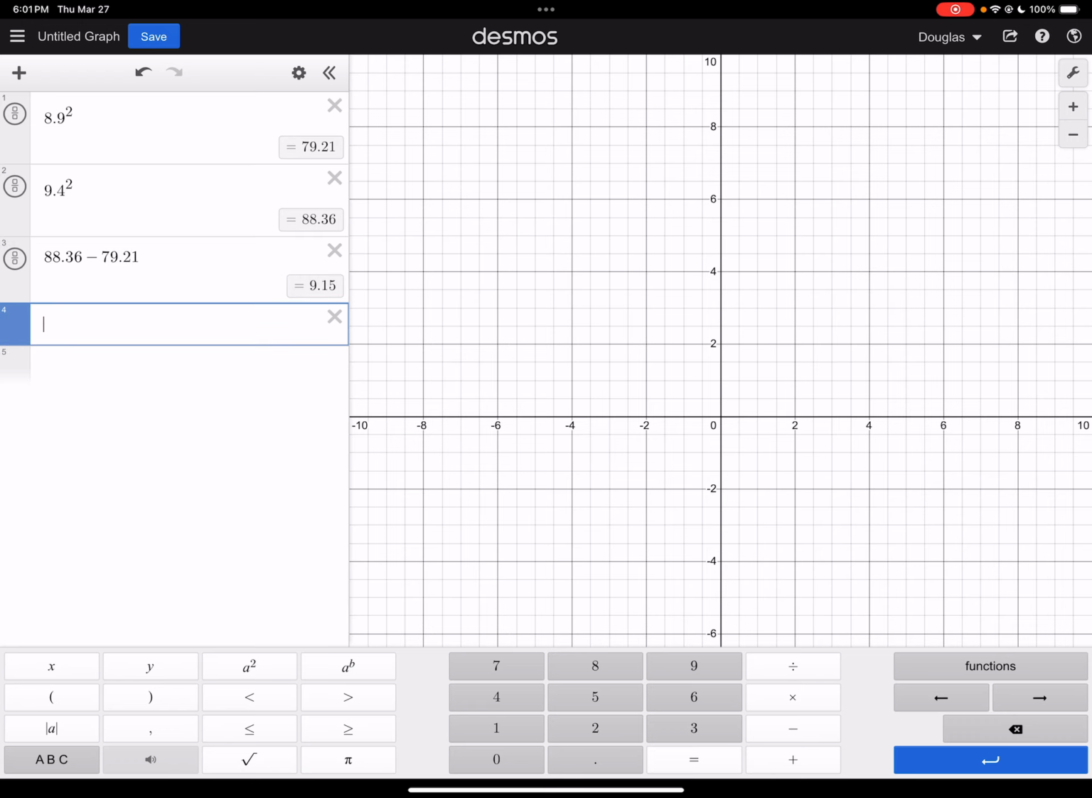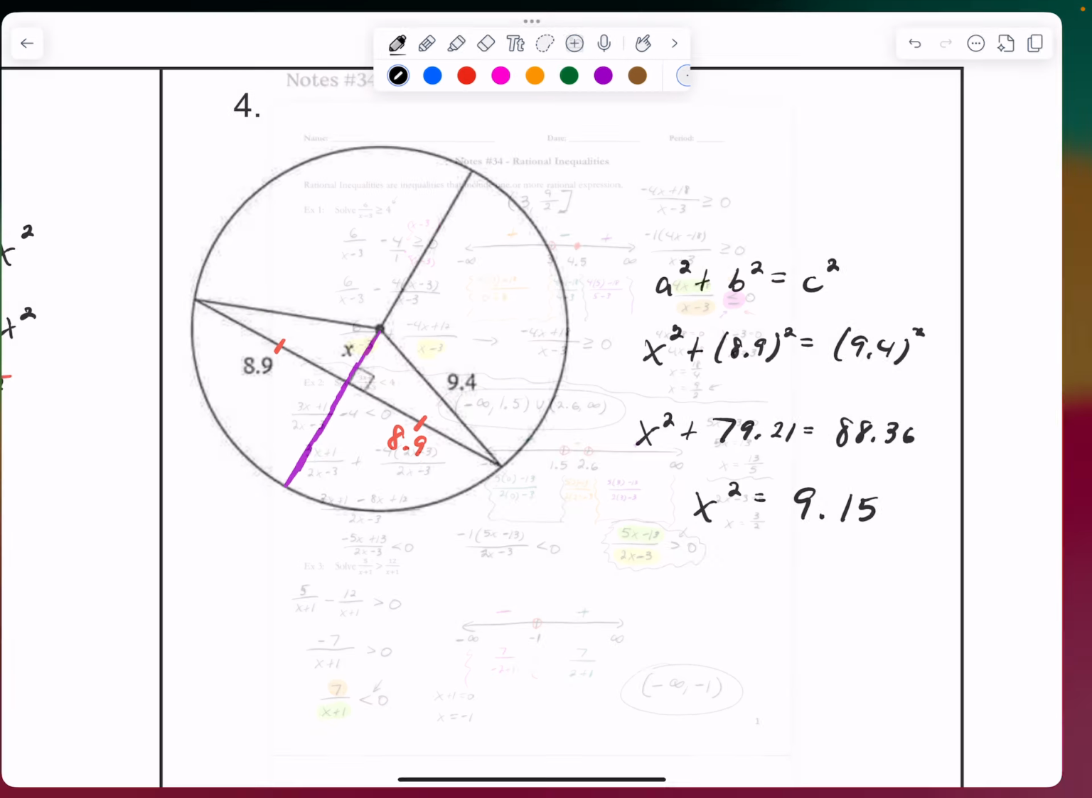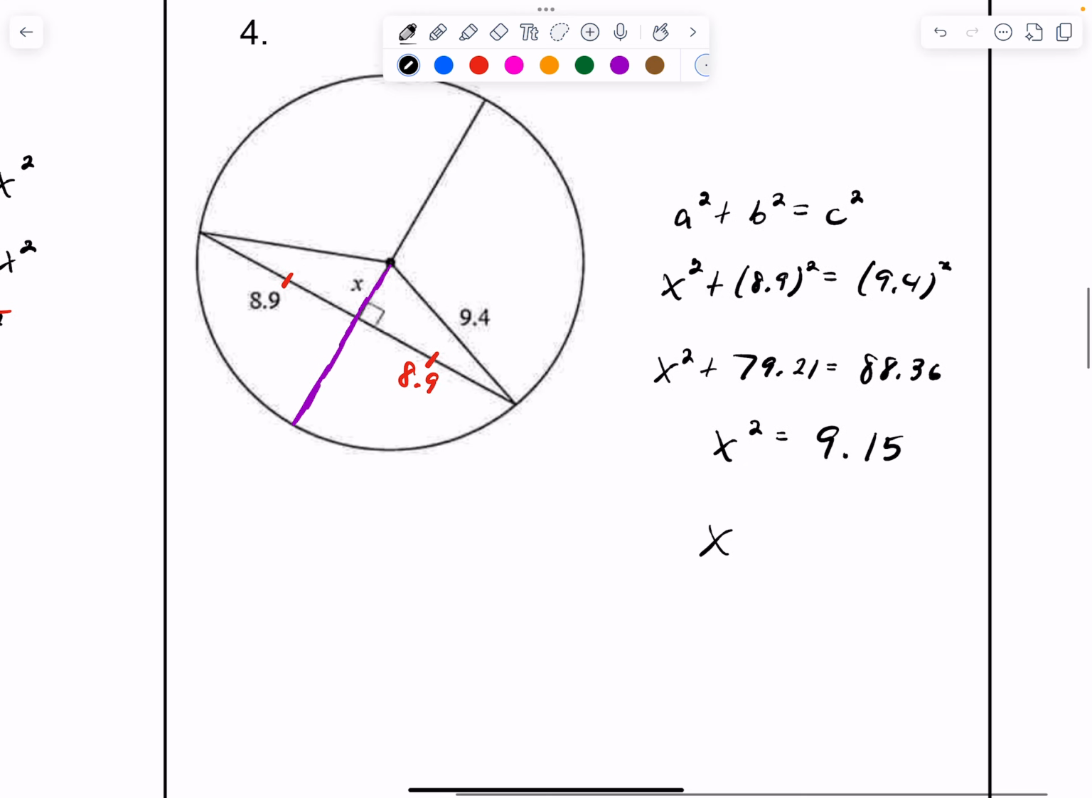Yes, and then I'm going to take the square root of that to get my answer. Square root of 9.15 will be approximately 3.0 units for x. So approximately 3.0 units, and I took the square root of both of those. Okay? All right, let's keep going.